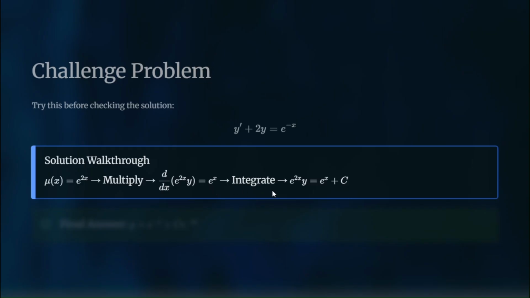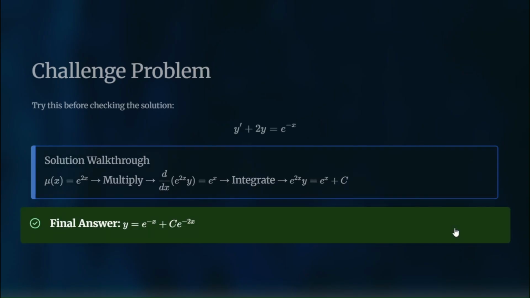Integrating both sides, the left side will become e to the power 2x y, and that will be equal to the integral of e to the power x with respect to x, which is e to the power x plus c. Solving for y, you'll need to divide both sides by e to the power 2x, and then y will be equal to e to the power negative x plus c e to the power negative 2x.